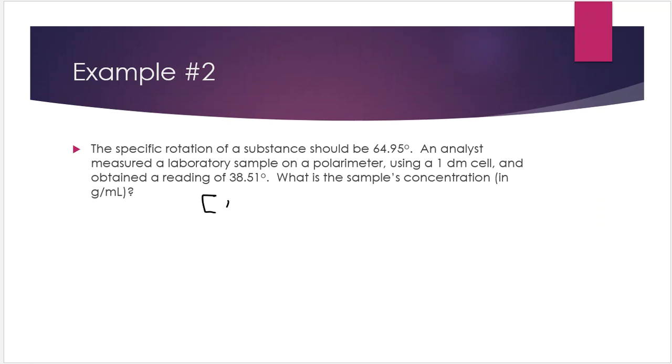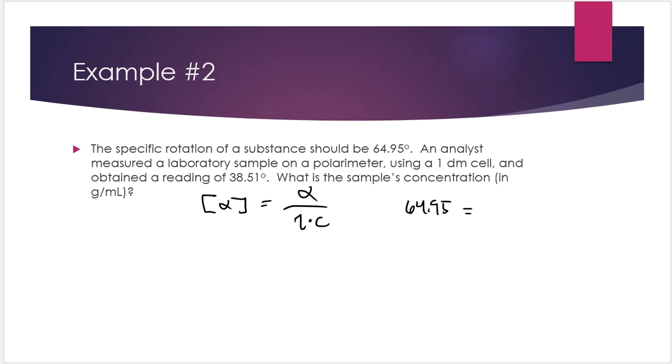I just need my specific rotation equation, and this is specific rotation equals the optical rotation divided by the length of the sample cell times the concentration of the sample. And that's what we're trying to find in this example. So if I just start plugging in my numbers, specific rotation of a substance should be 64.95. Okay, that's based on the textbook value. So that is my specific rotation, the one in brackets. So 64.95 equals.